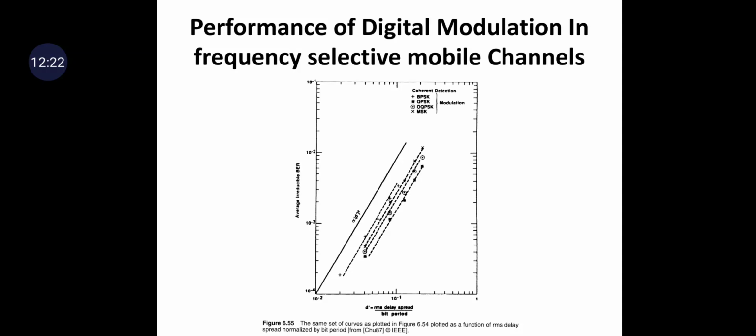And next, the same set of curves are plotted as a function of RMS delay spread normalized by bit period. So here also coherent detection for the following modulation methods is used. One is BPSK, second one is QPSK, then OQPSK and last one is MSK. The different performance curves are plotted and shown here.